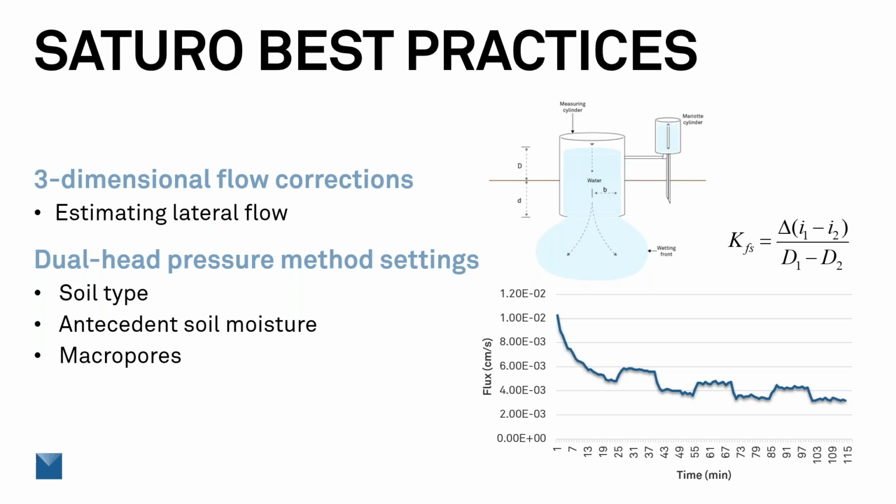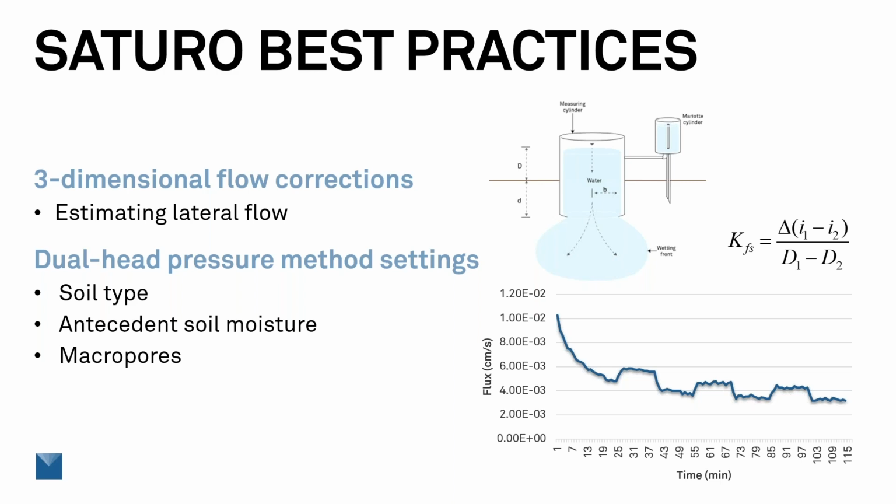So with the dual head method, now that we're going to use this method to make our corrections for three-dimensional flow, there are a few things we need to think about when adjusting the settings, namely what pressure heads we are going to infiltrate water at. Obviously, it's going to depend on the soil type. Primarily, the main thing you want to think about is driving enough difference between the two pressure heads to be able to measure that difference. That way we can use that in the corrections for three-dimensional flow. So soil type is going to have a big impact on that.